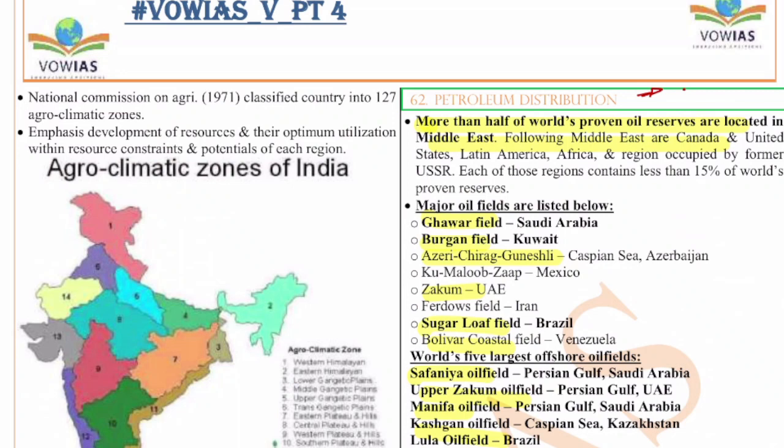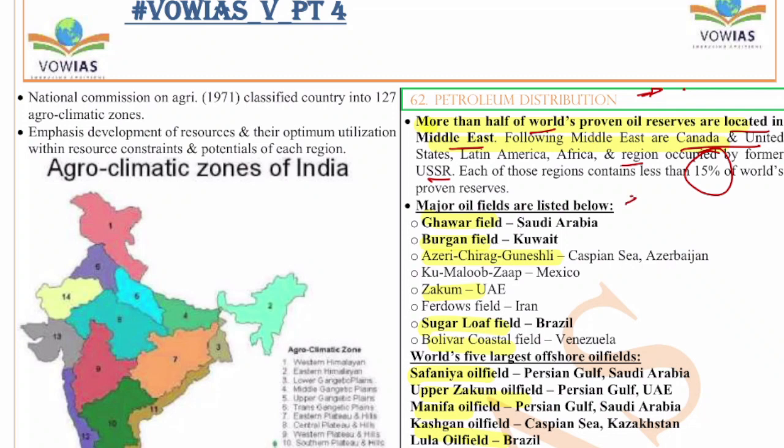These are the countries that have the largest petroleum reserves. More than half of the world's proven petroleum reserves are located in the Middle East. Following the Middle East are Canada and the US. Latin America, Africa, and the region occupied by the former USSR also have reserves. Each of these regions contains less than 15% of the world's proven reserves.